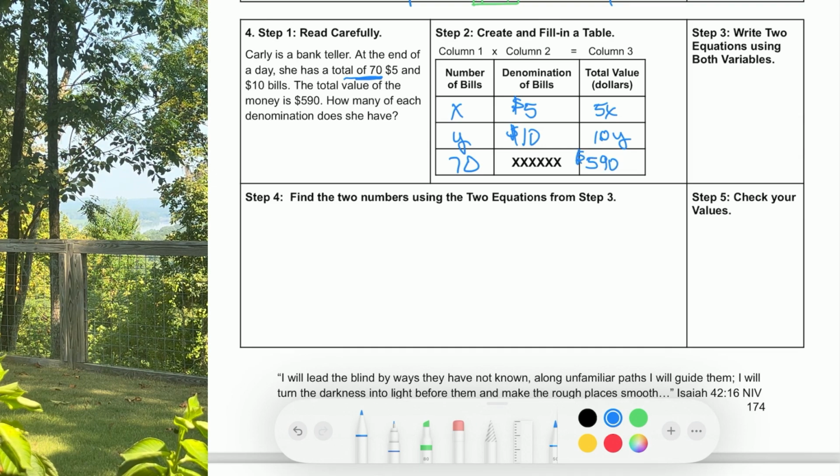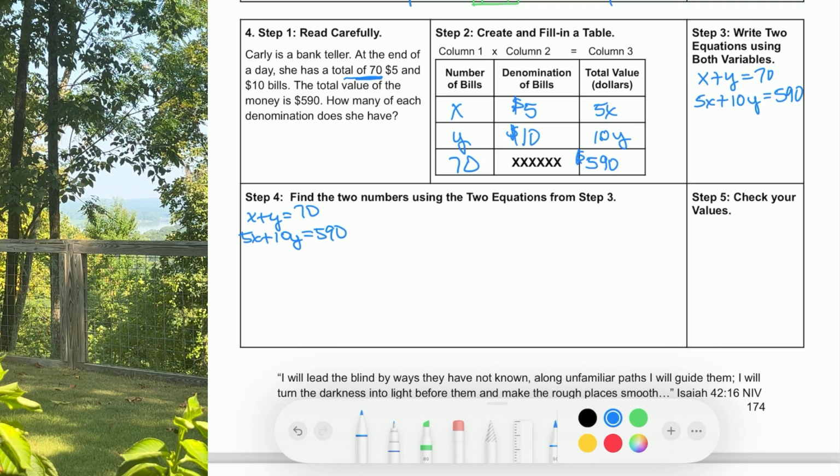Now we need to write our 2 equations. We have X plus Y equals 70. And then we have 5X plus 10Y equals that $590. Rewrite it over here. 5X plus 10Y equals 590. And try to decide which do I want to do. Do I want to use substitution or do I want to use elimination? This one actually would be fairly simple to use elimination because it would be easy to get that top equation to have a matching number to that second equation. So that's what I'm going to do here.